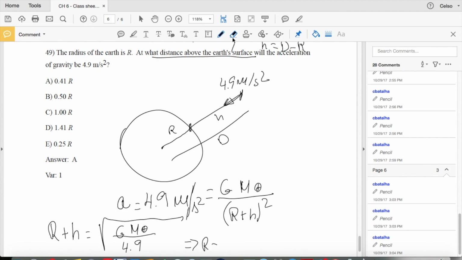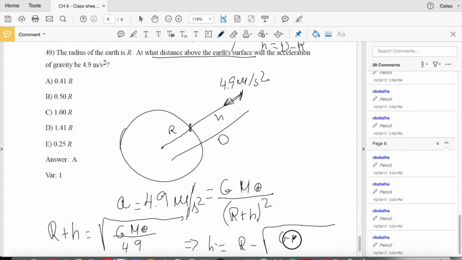h is equal to that thing minus r, and then make your calculator work. All right, let me know if you need anything else.